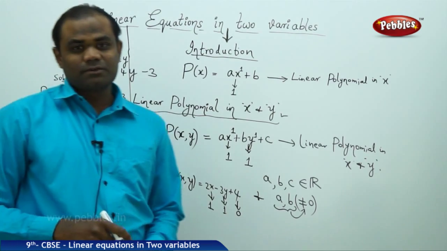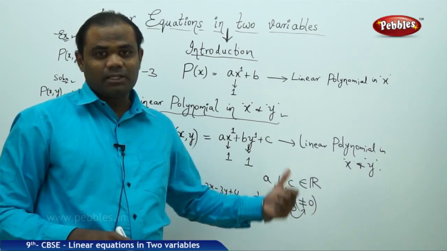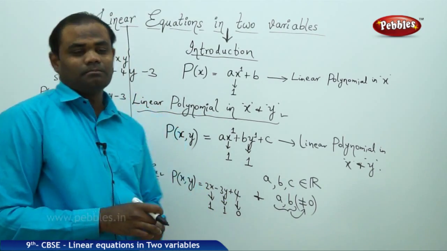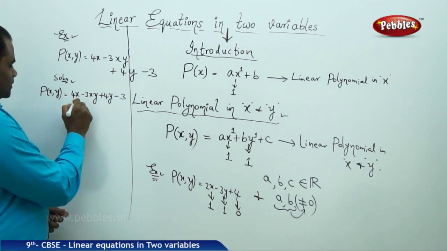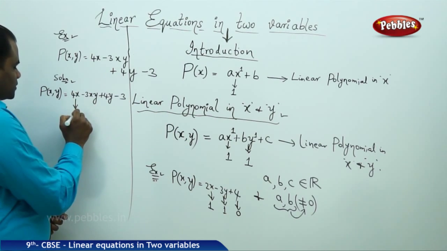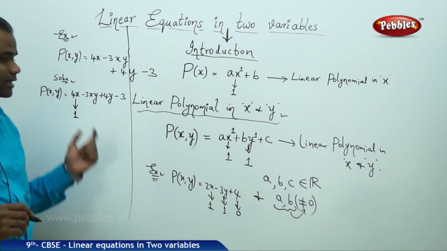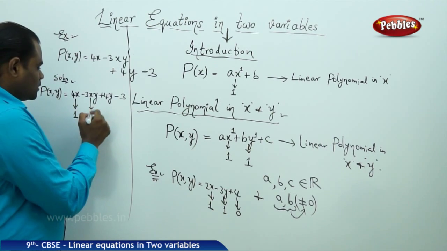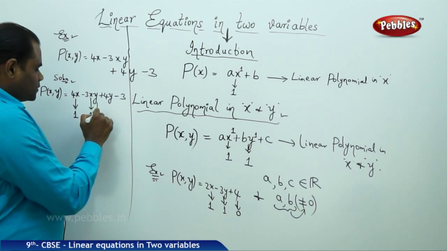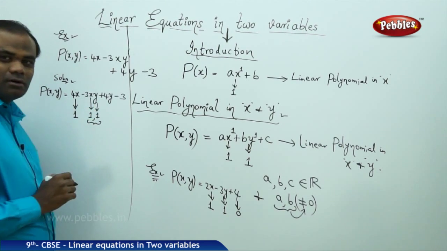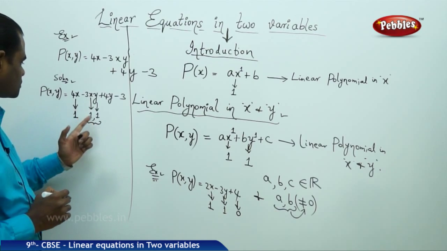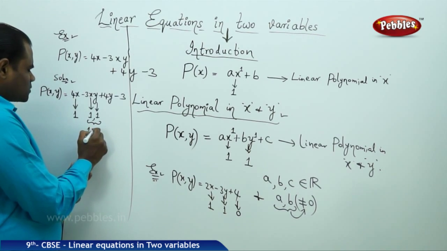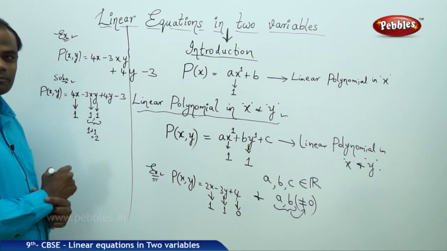Now before I justify its linearity in the polynomial, I have to search for the degree of each of the terms. Coming to the first term, I have my degree of x, which is 1, because x power 1. I have my degree of x, which is 1, and I have my degree of y, which is 1. Therefore, on the whole, I find the combined degree of the second term to be 1 plus 1, which is equal to 2.